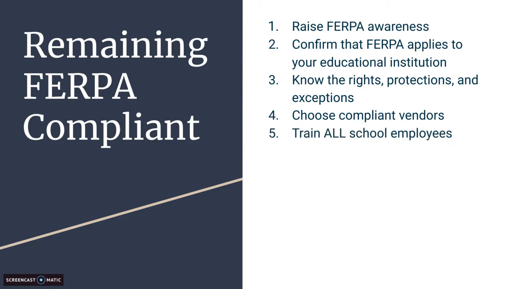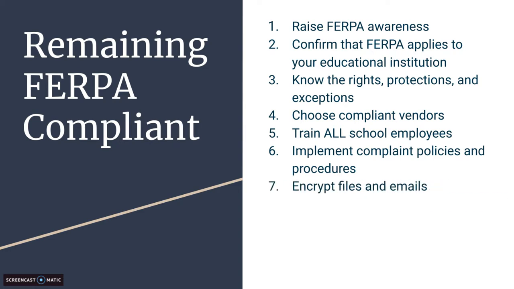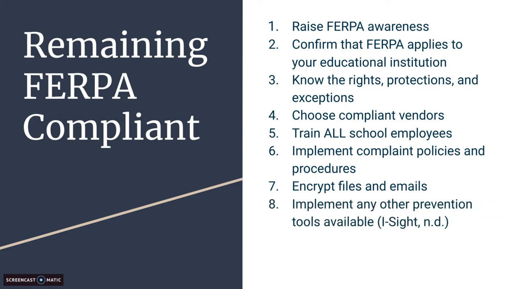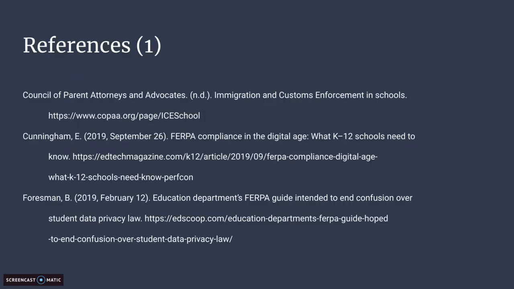Make sure all school employees are trained, not just teachers, but support staff, clerical staff, anybody that works with students or student information. Implement policies for any complaints or violations. Encrypt any files and emails that you can encrypt to make sure that they are kept safe. And finally, implement any other prevention tools that might be available to you. If you feel like you're not sure if it's safe, it's probably not safe, and take another step to make sure that information is safe and secure.